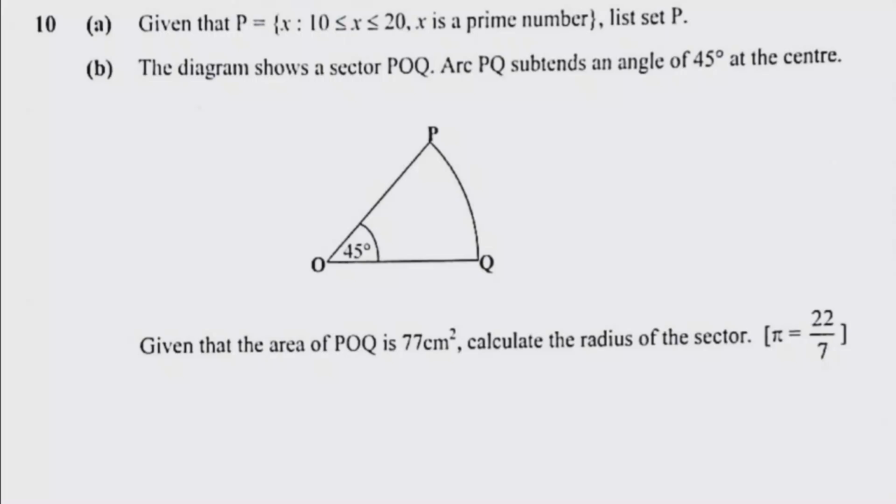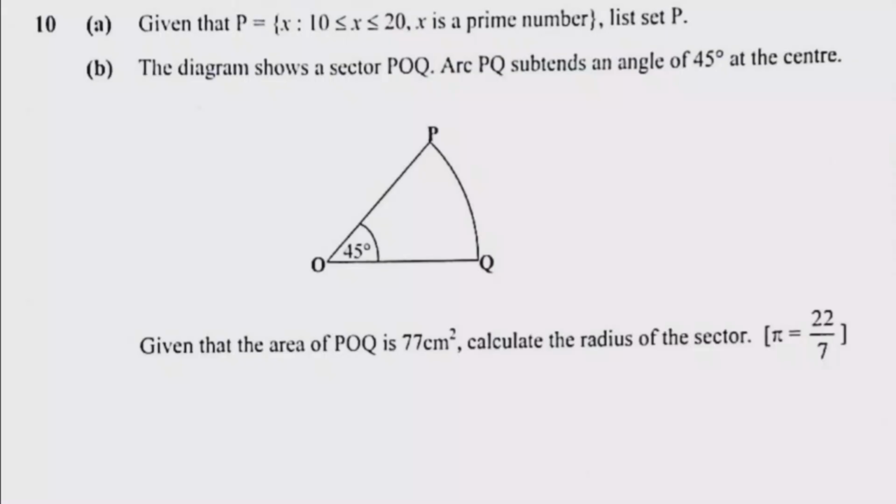Okay, we come to question 10, which is as follows. Given that P is equal to {x such that 10 ≤ x ≤ 20, x is a prime number}. List set P. So we are told to list set P.